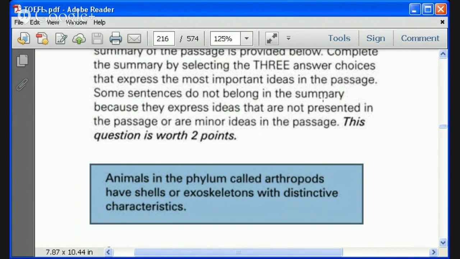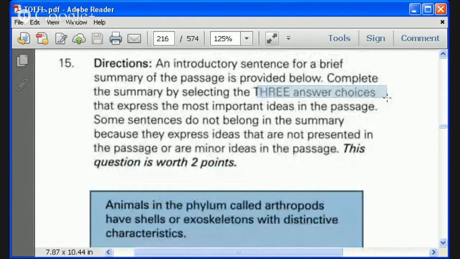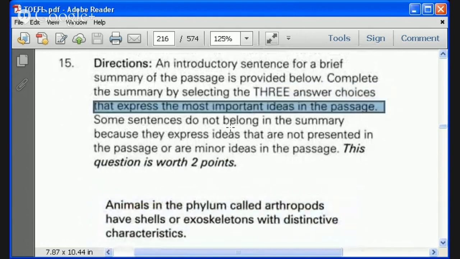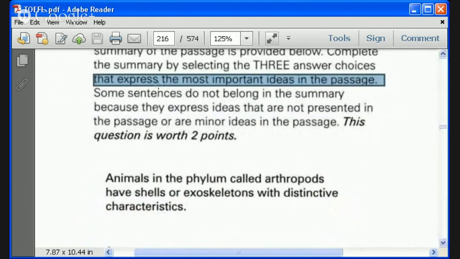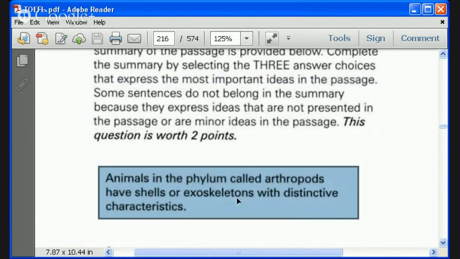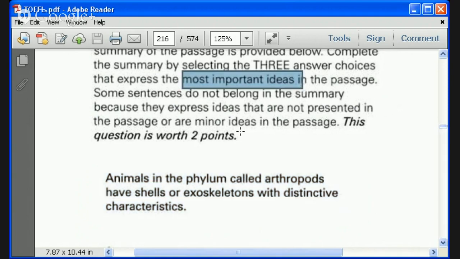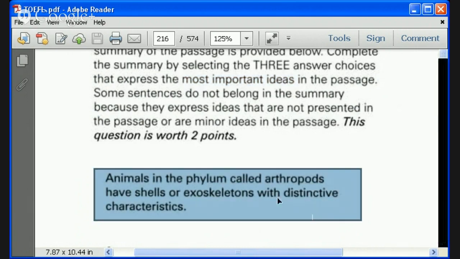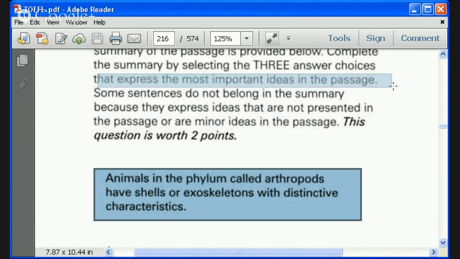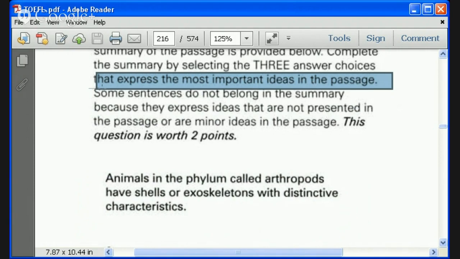Okay, now complete the summary by selecting 3 answer choices that express the most important ideas in the passage. No, this is misleading. This is a damn TOEFL trick. Actually, what you're looking for is 3 answer choices that express the ideas in this summary which they have given you. You will find answers that, to your way of thinking, express the most important ideas in the passage. But that's not the point. They have to most closely express the ideas in this statement down here, this summary. That's the trick. They lie to you, is what they do. They say the most important ideas in the passage, but that's absolutely not true. That is the trap.